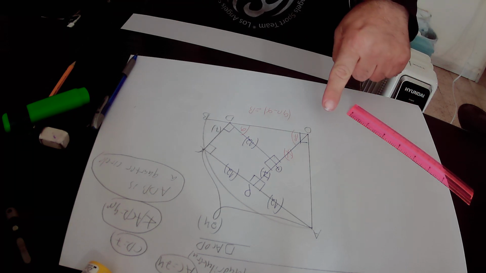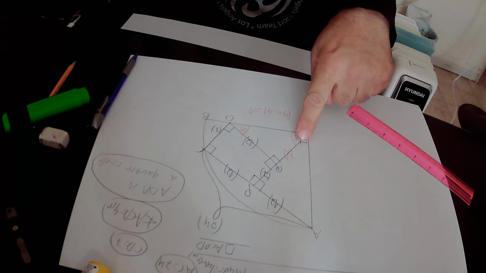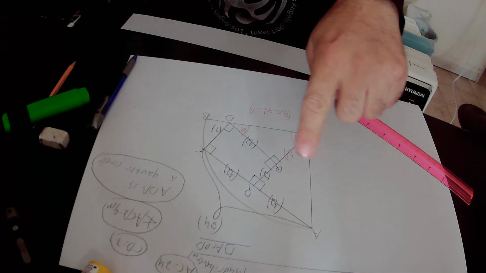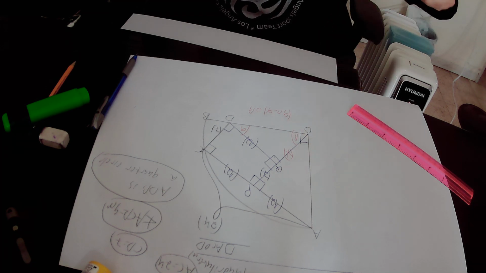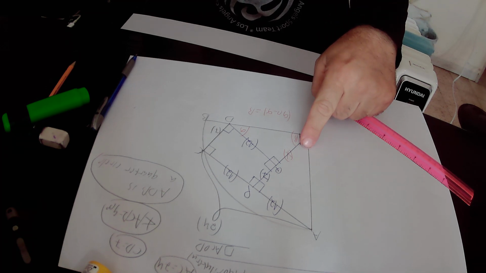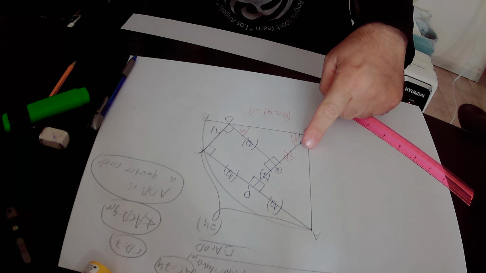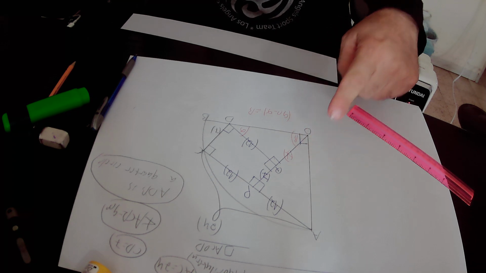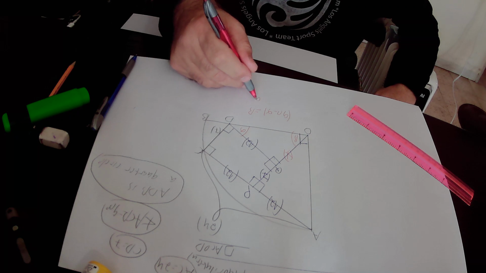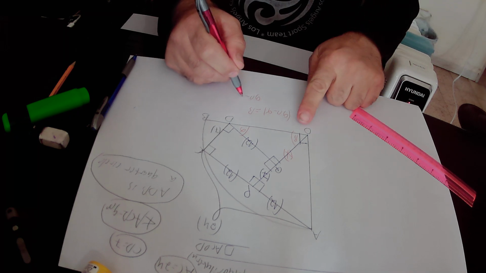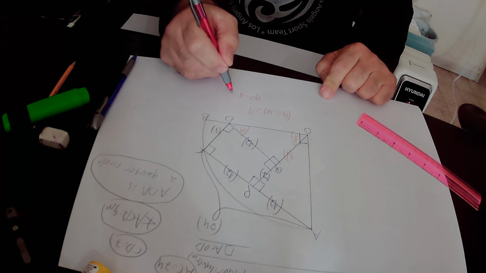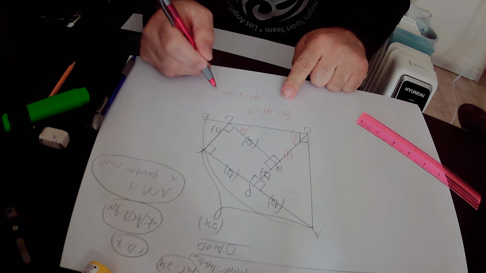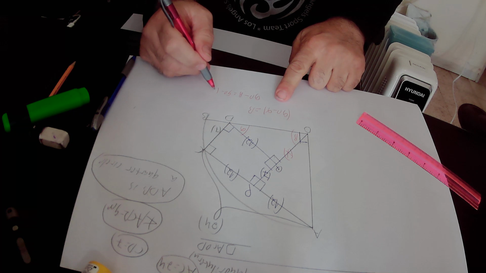Angle AOB, this angle is 90 degrees, because AOB is a quarter circle. So this angle AOB equals 90 degrees. Therefore 90 degrees minus beta equals angle AOP. So 90 degrees minus beta equals the missing angle here. Beta is 90 degrees minus alpha.